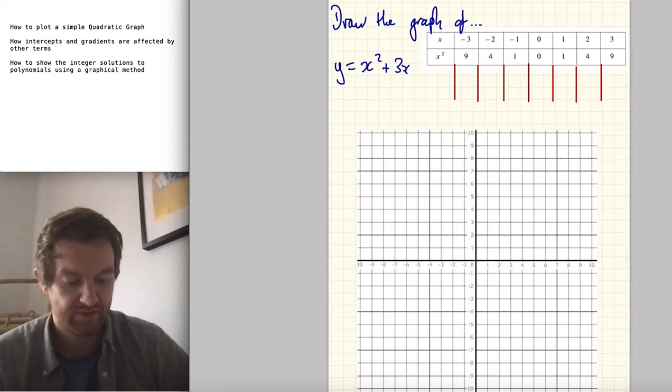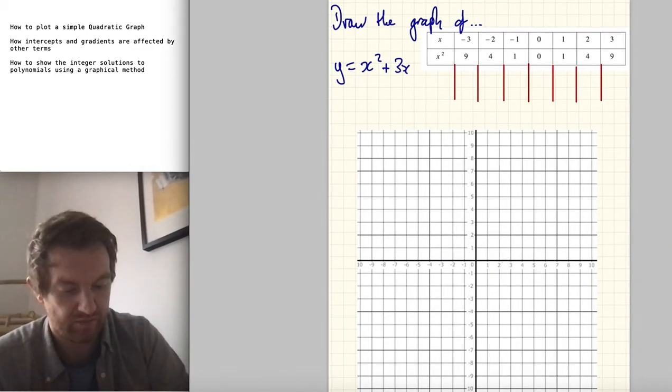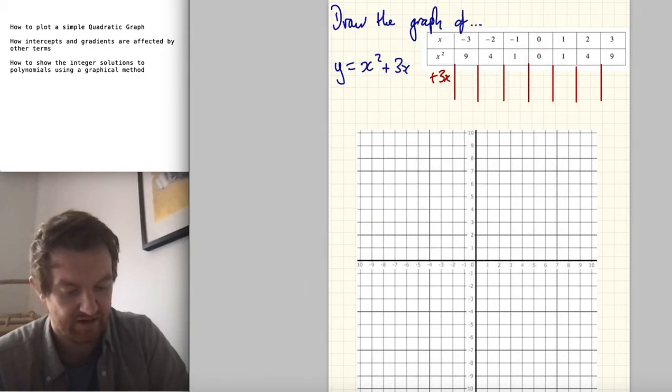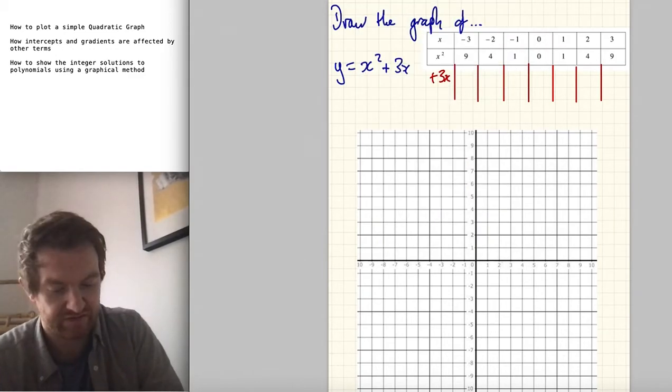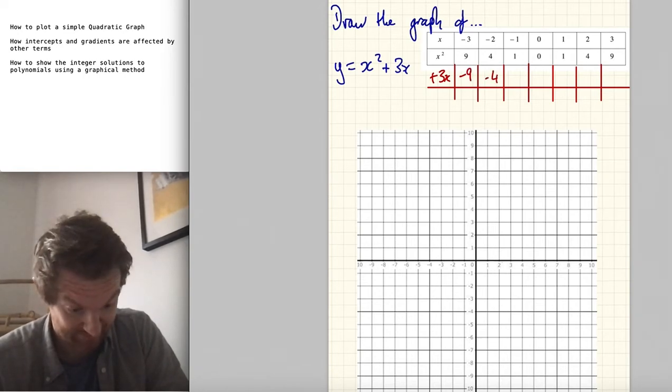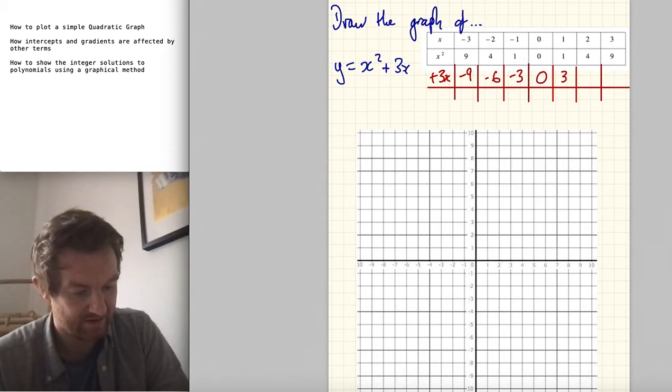If we were to do the same thing with 3x, what we do again is we add on to our table. So I'm going to put a 3x column in here. Now this is where we have to be careful with our positives and negatives. So we can see that if we do 3 times negative 3, we get negative 9, negative 6, negative 3, 0, 3, 6, and 9.